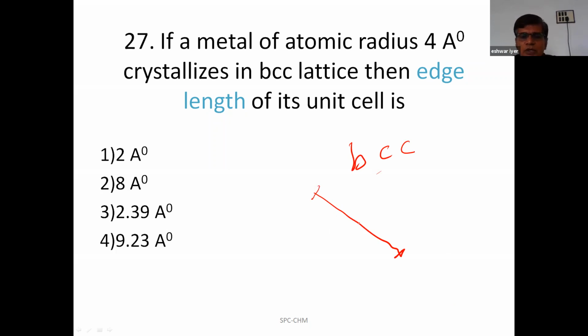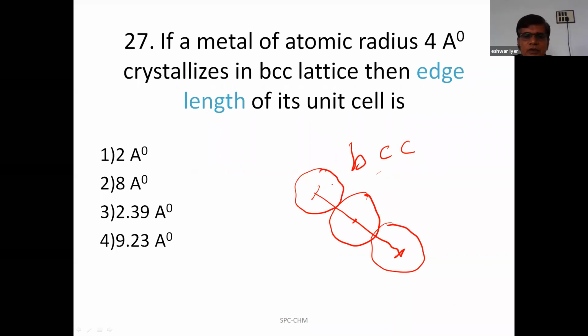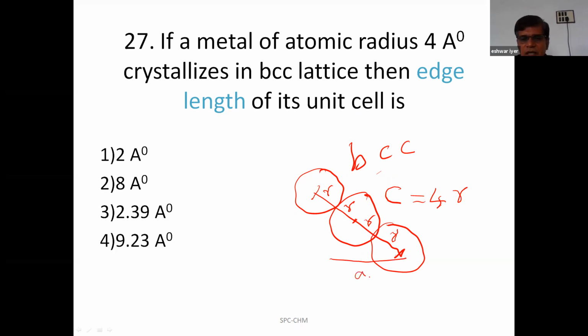Then how are the positions in the body diagonal? One atom here, one here. So let me write it. 1, 2, and 3. So now you have this radius represented as R, R, R, and R. So this body diagonal is taken as C, that is 4R. Then how is it related to the edge length of the unit cell? The edge length is A and the other. It is C square equals 3A square.